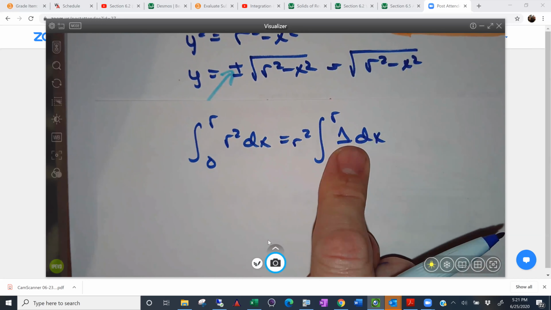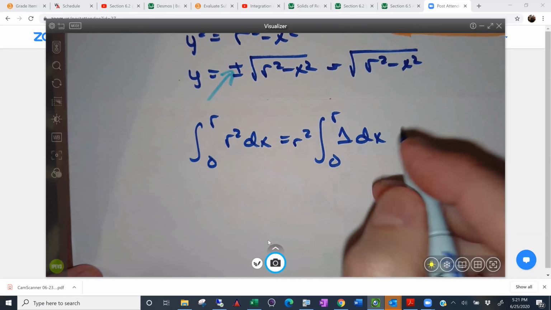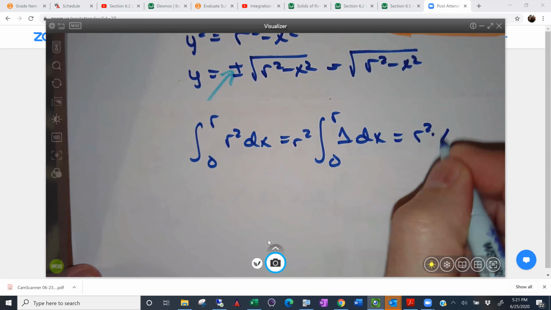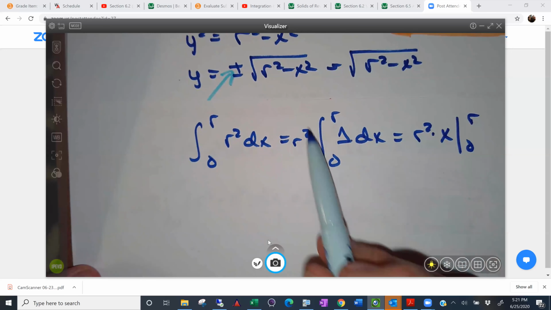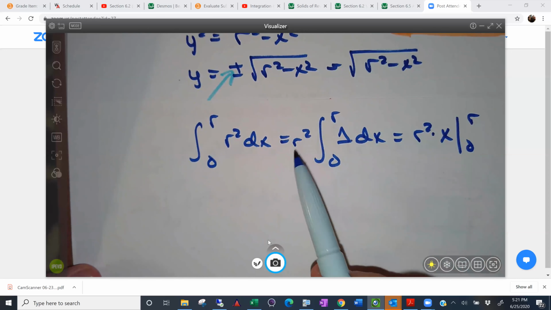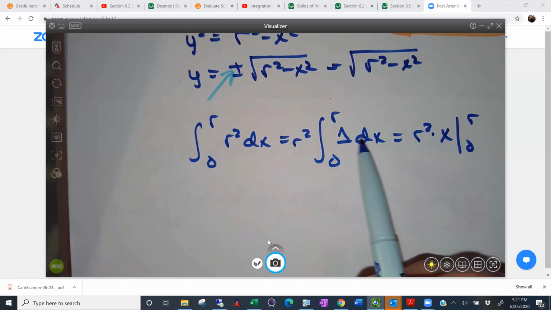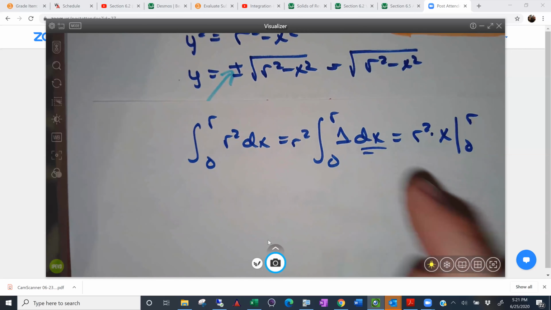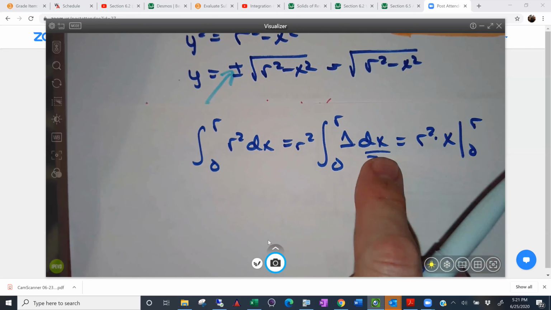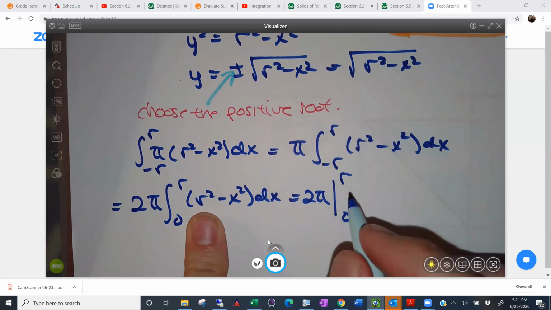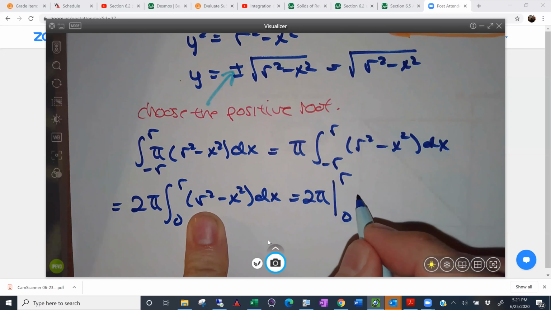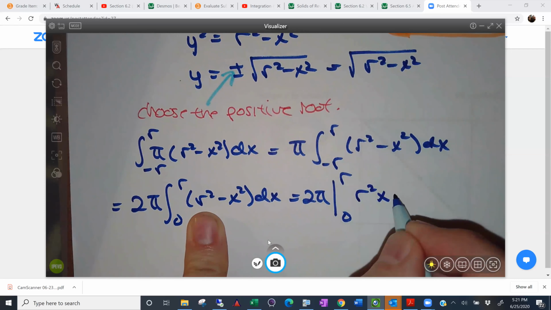What's the integral of 1? X. So this is just going to be r squared times x between 0 and r. But with this r squared, don't add 1 to the exponent, divide by 3, etc. You're integrating with respect to x. I've been very careful in saying I want to see that dx term there. This is an example of why, because it makes a difference. If you put r cubed over 3, you're not going to get this thing right. So this is going to be r squared x.